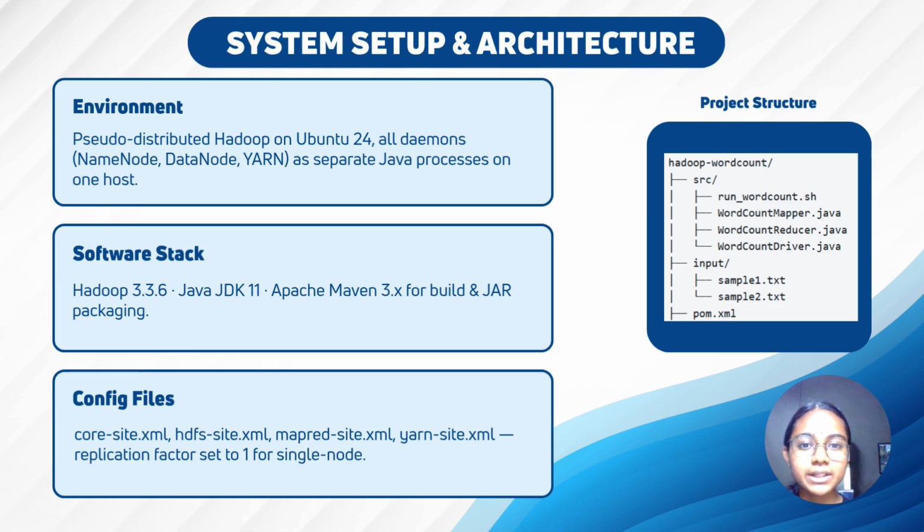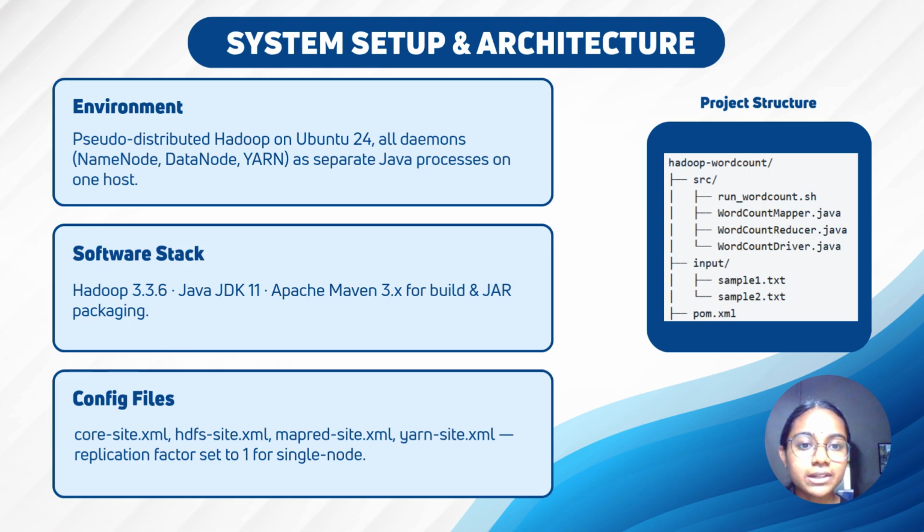Hello everyone, my name is Kavitashini and my matric number is 164329 and I'm going to explain about the methodology. Let's start with our environment. We ran a pseudo distributed Hadoop setup on Ubuntu 24 where the name node, data node and yarn all run as separate Java processes on a single host. This simulates a real cluster without needing multiple machines.